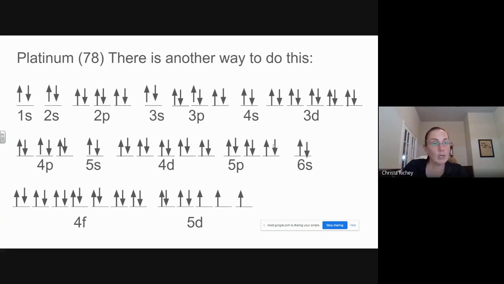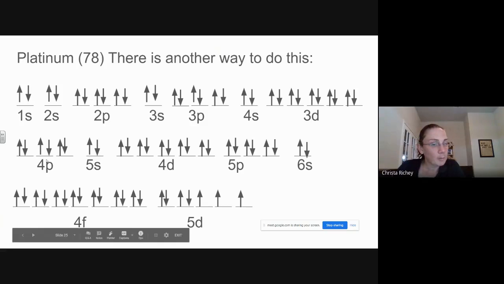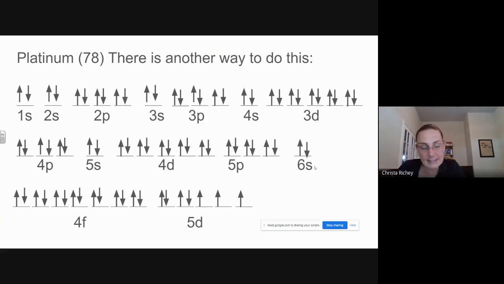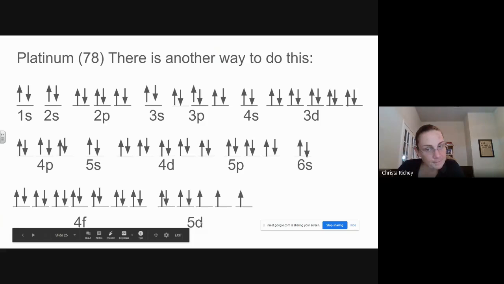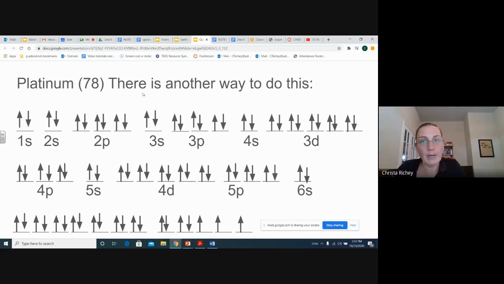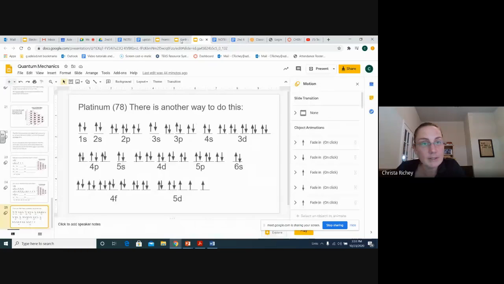And I cannot remember, did I put it on here? I don't think I did. Okay, so it would be 1s2, 2s2, 2p6, 3s2, 3p6, 4s2, 3d10, because there's 10 of them, 4p6, 5s2, 4d10, 5p6, 6s2, 4f14, and then 5d8.